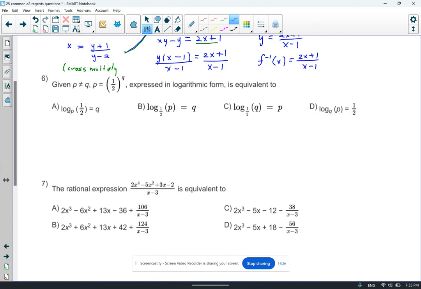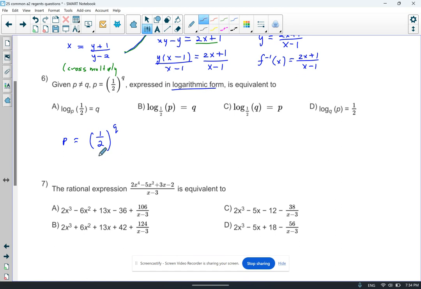Okay, problem number 6. So for problem number 6, they want you to take this function, which is currently in exponential form. So I'm just going to rewrite it so it's less gooky. And they want you to convert it into logarithmic form.